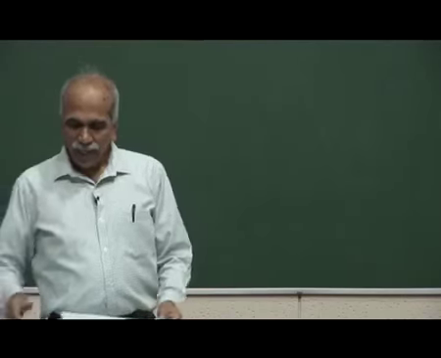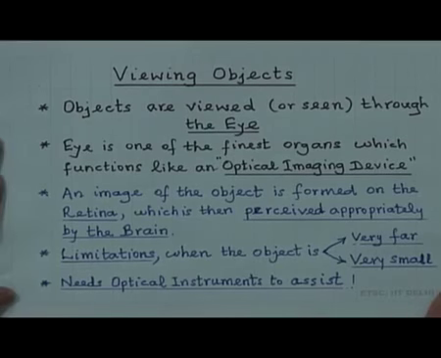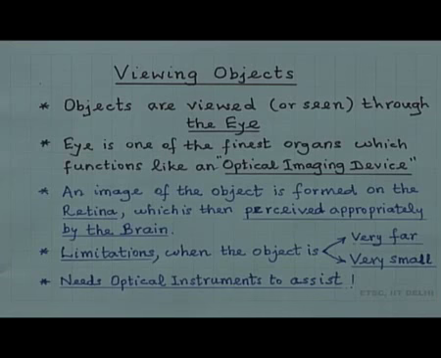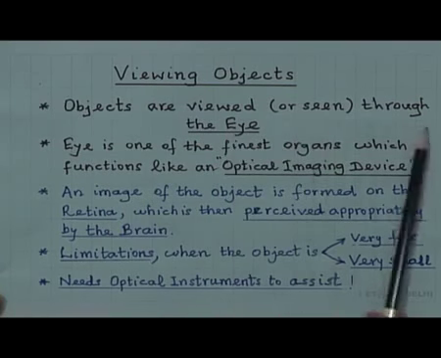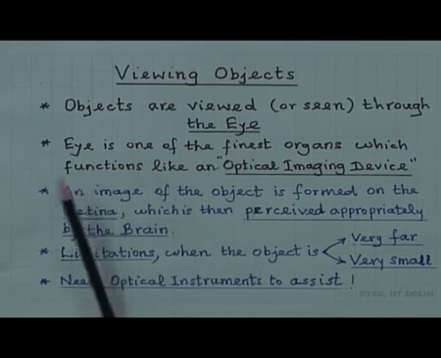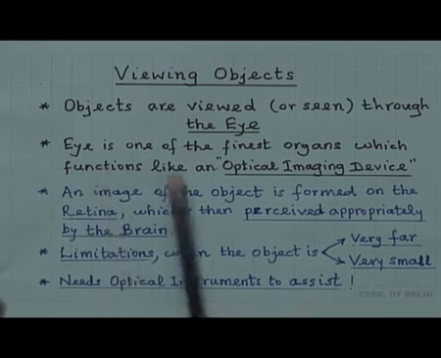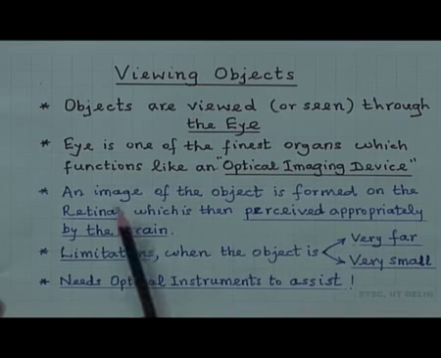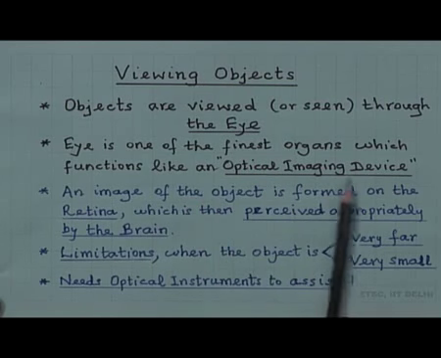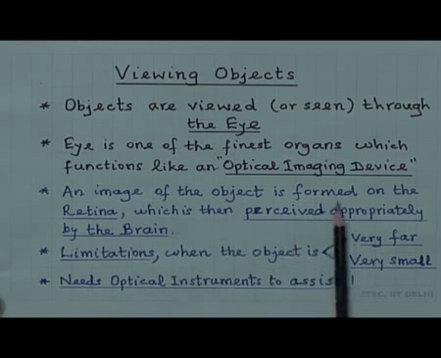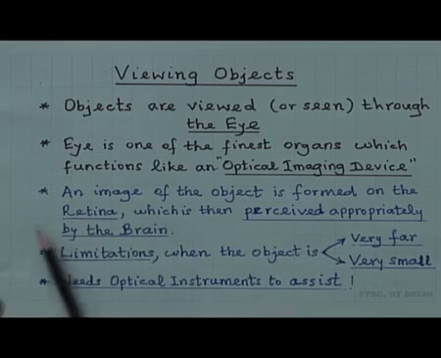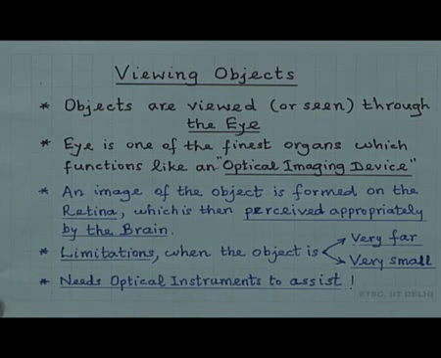Now, some facts I have jotted down here, so that I do not miss them. Viewing objects: objects are viewed or seen through the eye. Eye here refers to the human eye. The eye is one of the finest organs, which functions like an optical imaging device. An image of the object is formed on the retina, which is then perceived appropriately by the brain. I will show you a schematic of the human eye.